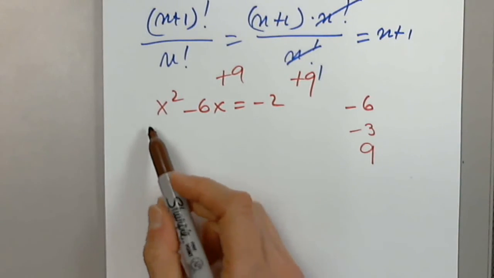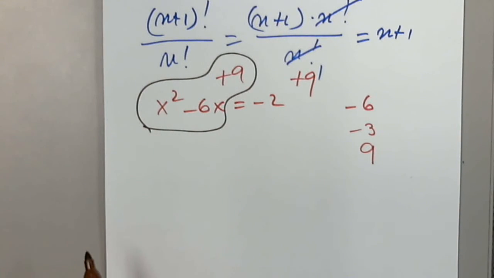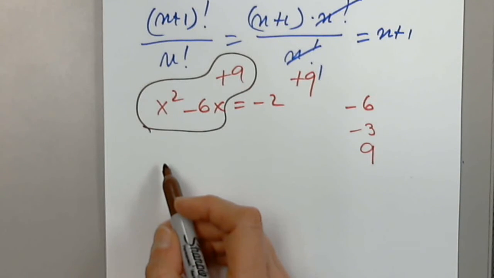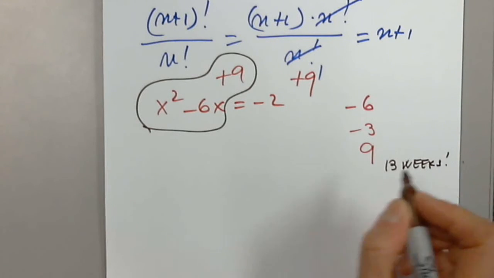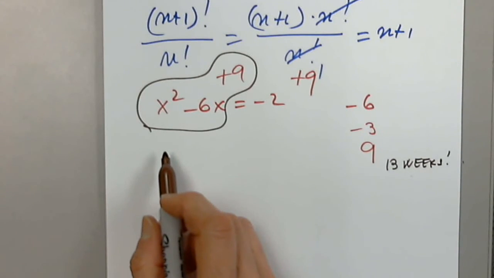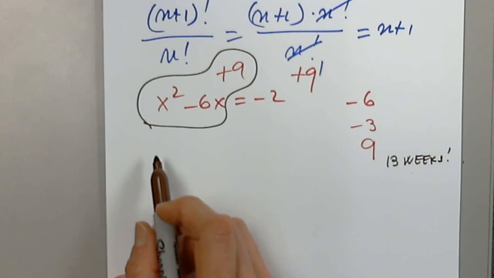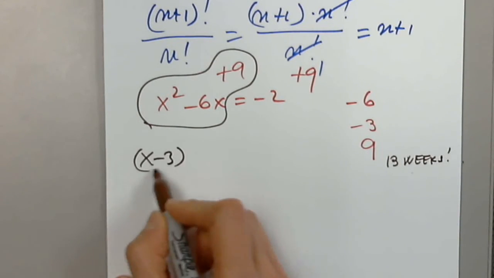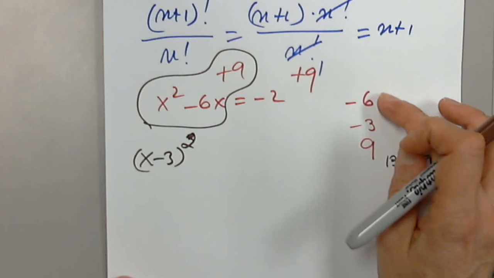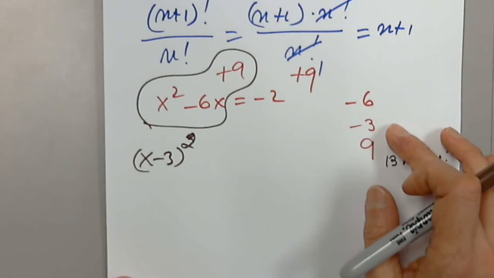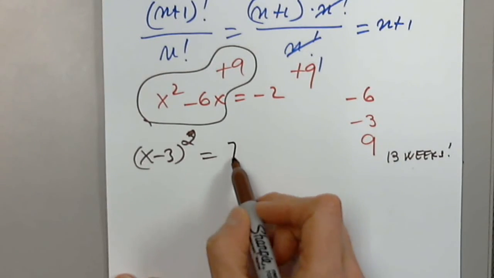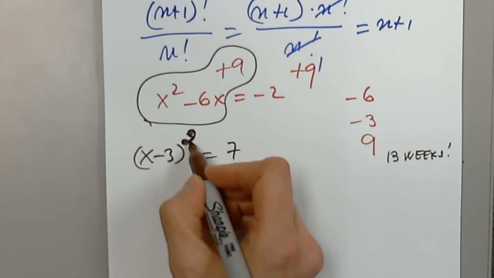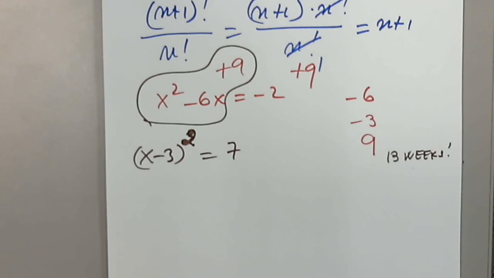So the left-hand side is this. Can anyone tell us how to condense it? x squared minus 6x plus 9 equals x minus 3, squared. Very good. Yes, how did you divide? The middle coefficient divided by 2, square what I get, and I get 9. So then this is 7. What now? Square root.